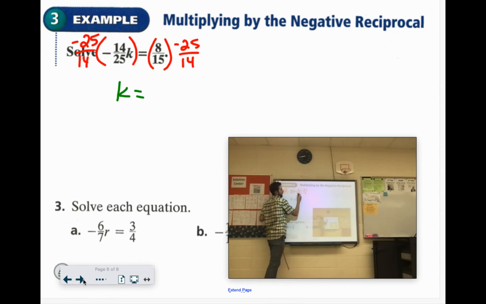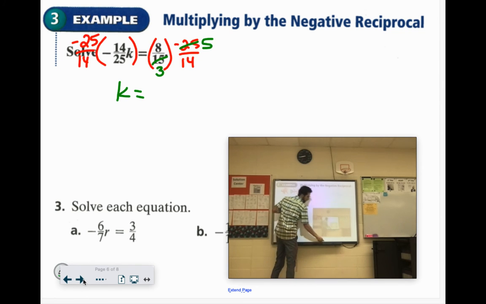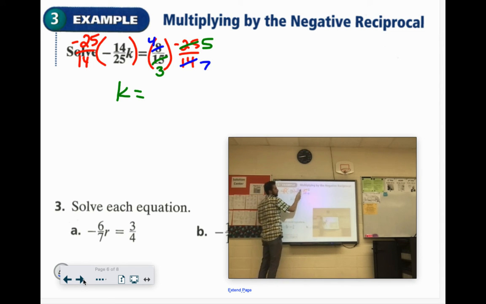Over here, I can do 15 and 25 are both divisible by 5. 5 times 3 is 15. 5 times 5 is 25. 8 and 14 are both divisible by 2, so this becomes 4 and 7. So we have 4 times negative 5 is negative 20. 3 times 7 is 21.